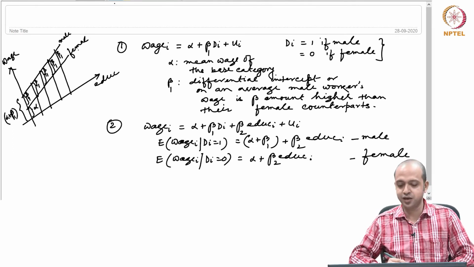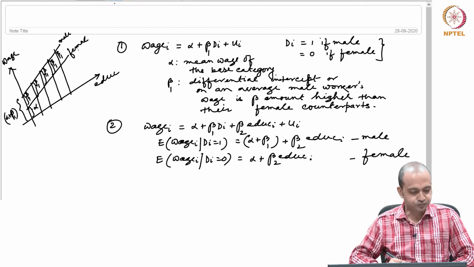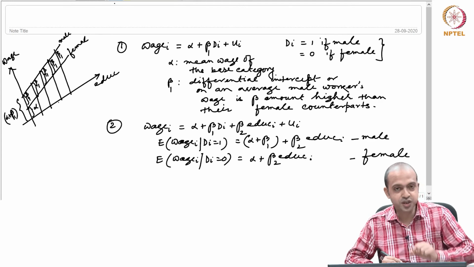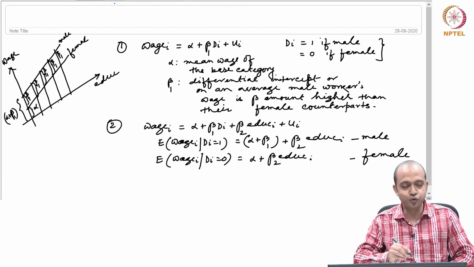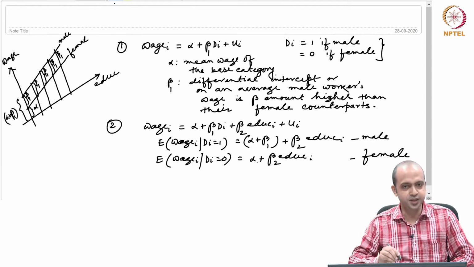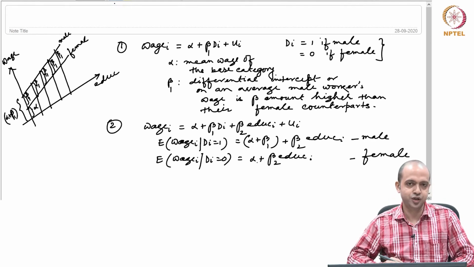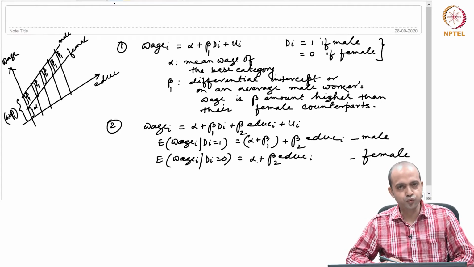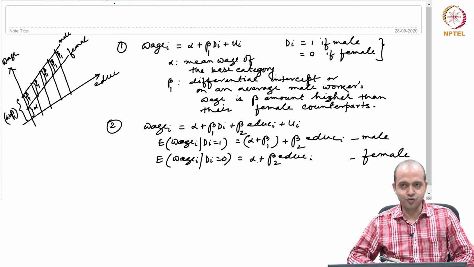This was our second case. And in the third case, what is the implicit assumption we said, if you recall? Since the slope is the same, responsiveness of wage with respect to education is the same for male and female workers. That means if the male worker goes for 1 extra year of education, the increment the worker will experience in their wage is the same as if the female worker also goes for 1 extra year of education.